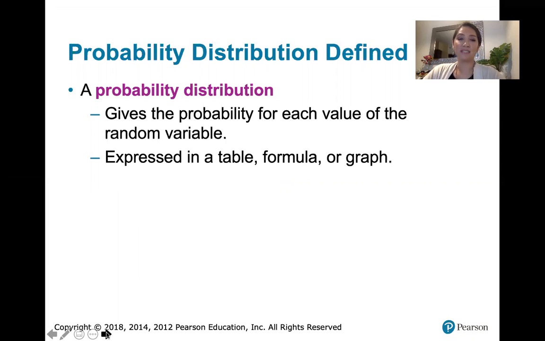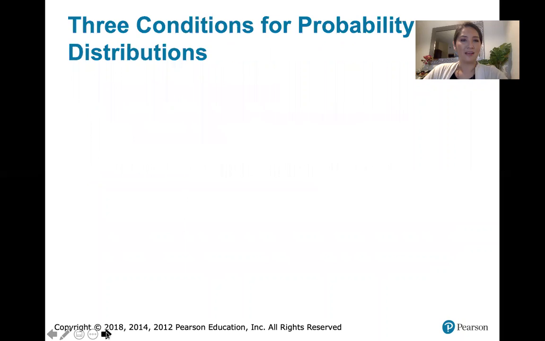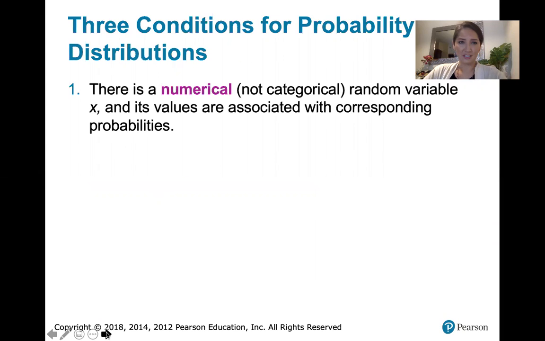You might see it in the form of a table. We could express it using a formula, or we could express it using a graph called a probability histogram. Probability distributions also have to satisfy 3 conditions, which we'll talk about next. So here are the conditions.